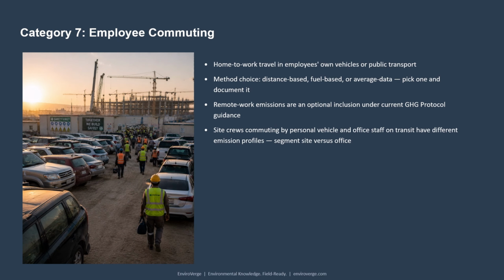Category 7 is home-to-work travel. Personal vehicles, public transport. Pick one method: distance-based, fuel-based, or average data, and document it. Remote work emissions are an optional inclusion under current guidance, not mandatory. Site crews driving in and office staff on transit have different profiles. Segment them if your headcount is mixed.